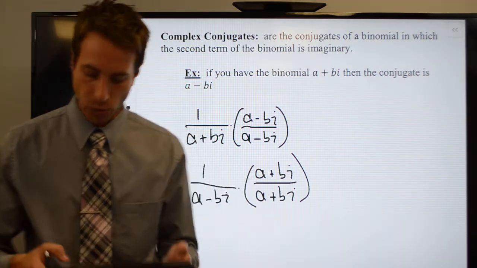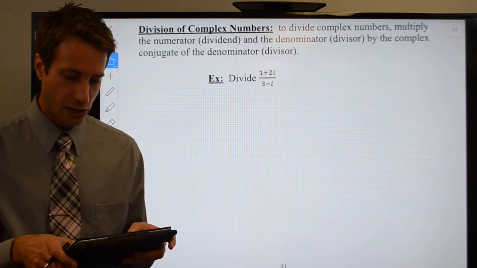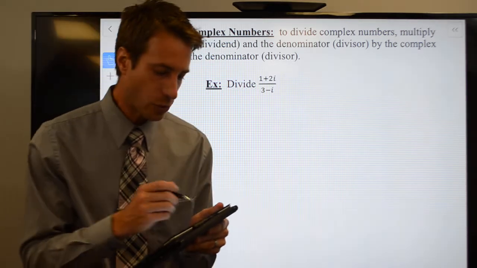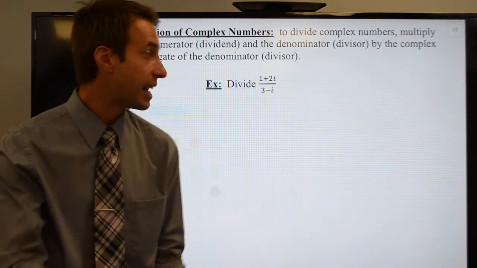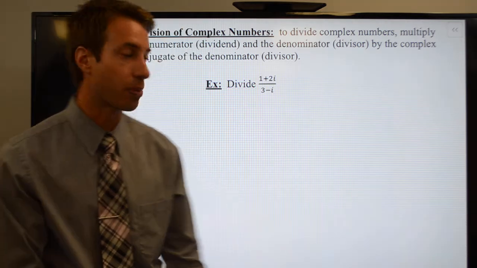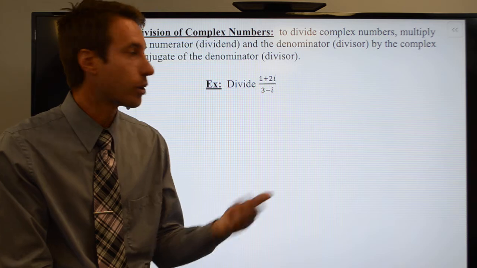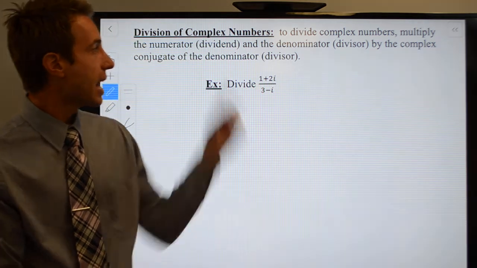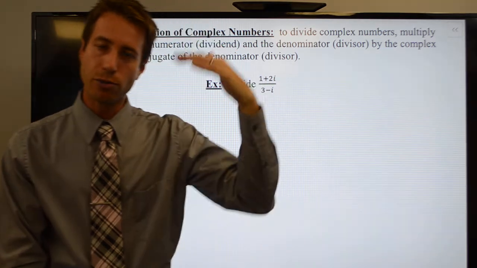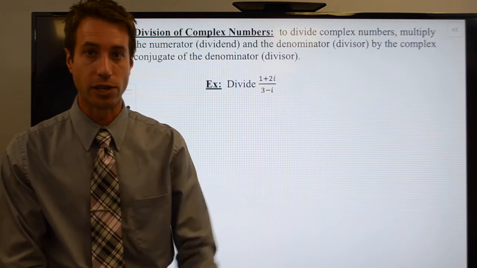So let's jump into one of these problems, which I've got for you here on this page of the notes. Let's take a look at this first one. Like we said, I am dividing complex numbers. I know it's a complex number because I have a real part and an imaginary part. You're going to multiply the numerator and the denominator by the complex conjugate of the denominator.